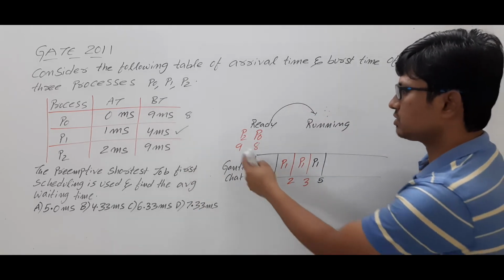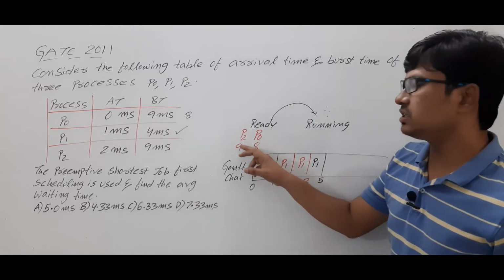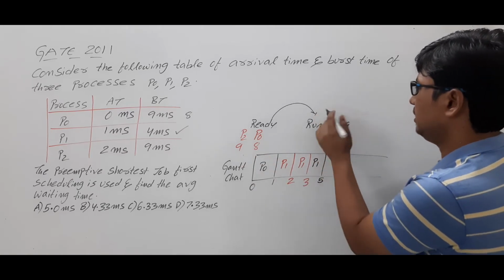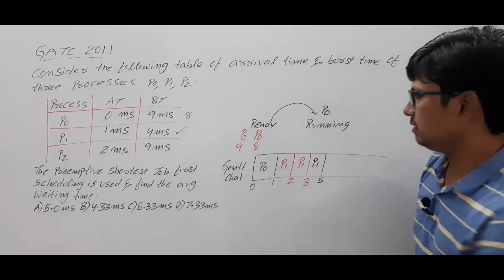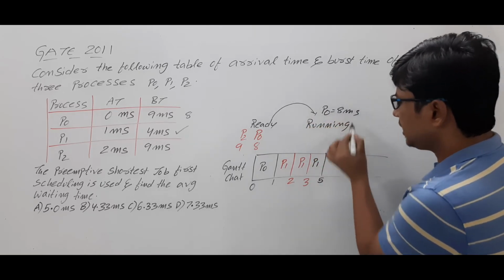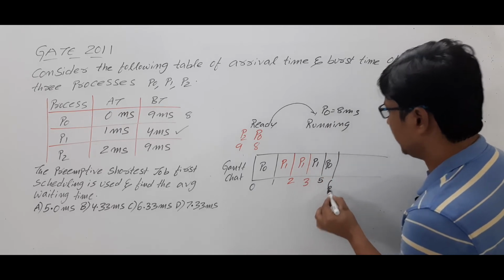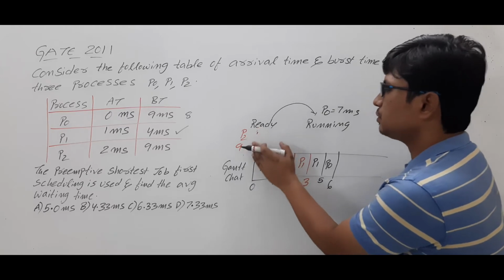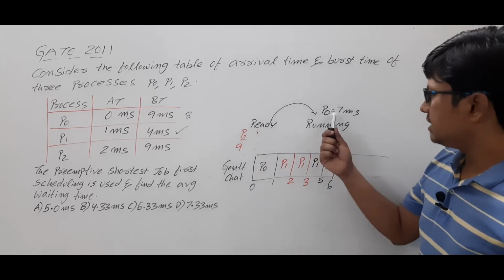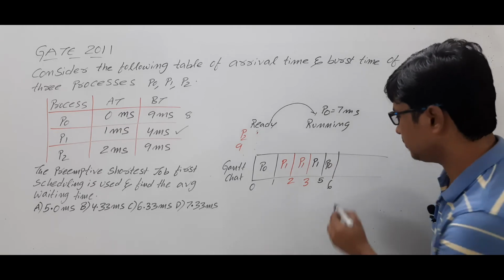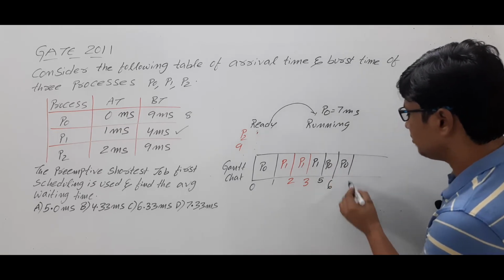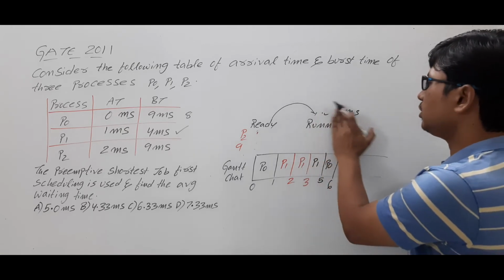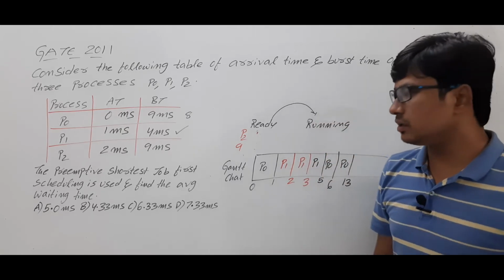Now look at the processes in the ready state. P0 is there and P2 is there, and P0 has the less burst time. So P0 will be dispatched to the running state. You can run P0 for 1 unit of time, then it will have 7 milliseconds of burst time. Still, process P2 has 9 milliseconds, so P0 still has the less burst time. So we can run P0 for 7 units of time. At 13 milliseconds, process P0 will complete its task and go to the terminated state.